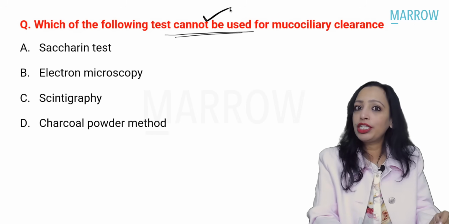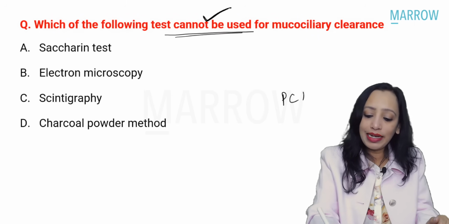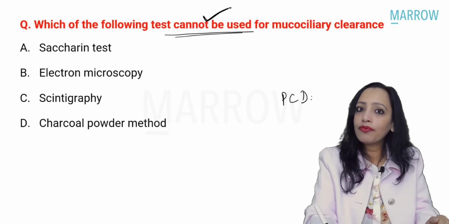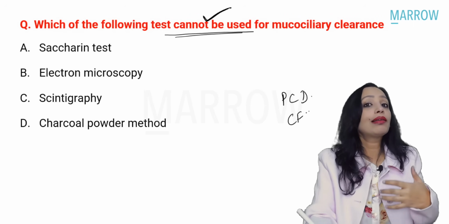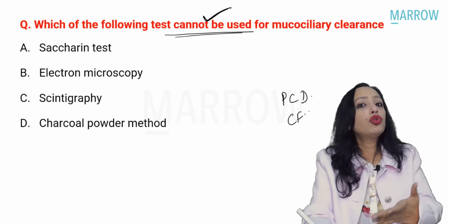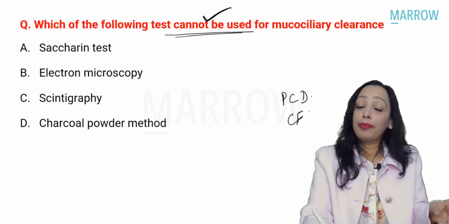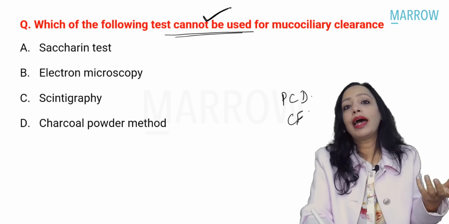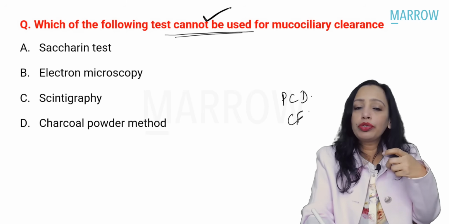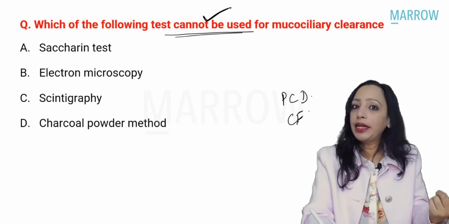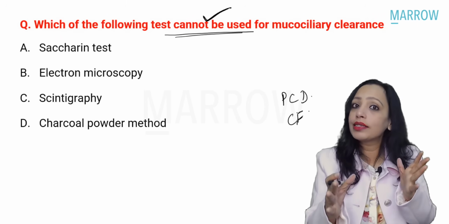So in which condition do we usually test the mucociliary clearance? In primary ciliary dyskinesia. Can you tell me any example of this? Yes, Kartagener's syndrome, or in cystic fibrosis, where we know that the clearance is impaired. So that is where we usually apply this test. But this test is very commonly applied in the nose. By that I mean the test is done by placing things in the nose, because to test in the lungs is a little difficult. To place things in the lungs and to note the mucociliary clearance there is a little difficult.